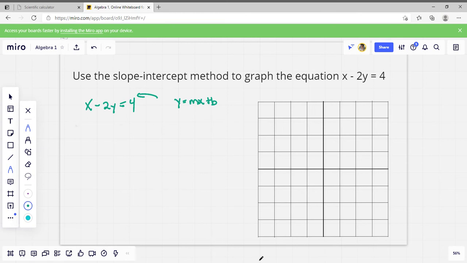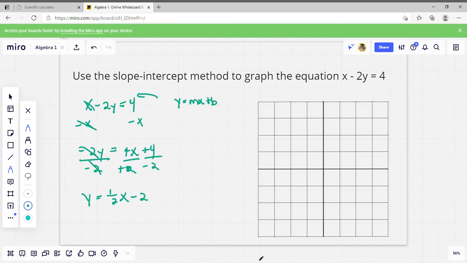All right, to do that, I'm going to have to subtract x on both sides. So I have -2y equals -x plus 4. Now I'm going to divide everything by -2. So here I would have y equals, that'd be -1 divided by 2 would be 1/2. These negatives cancel each other. X divided by 2 would be 1/2 x. And then 4 divided by 2 would be 2, and that's negative.